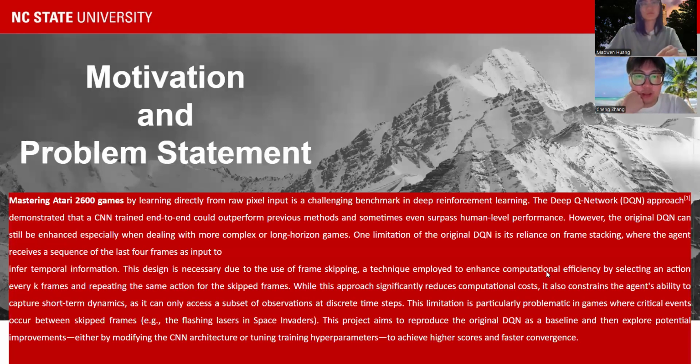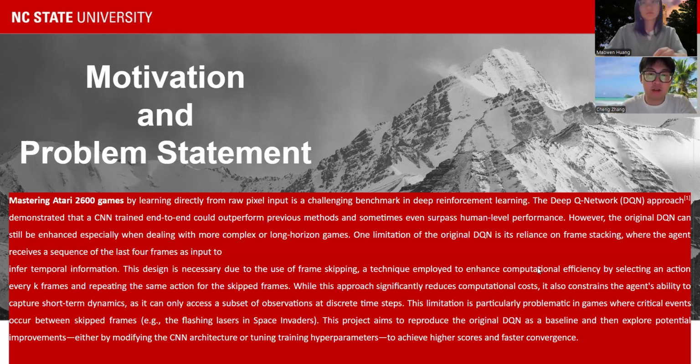Our motivation and problem. Learning to play Atari 2600 games directly from raw pixels is a classic and challenging path in deep reinforcement learning. The original DQ network, or DQN, showed that a CNN could learn game strategies from images and even outperform humans in some games, but it still has some limitations.